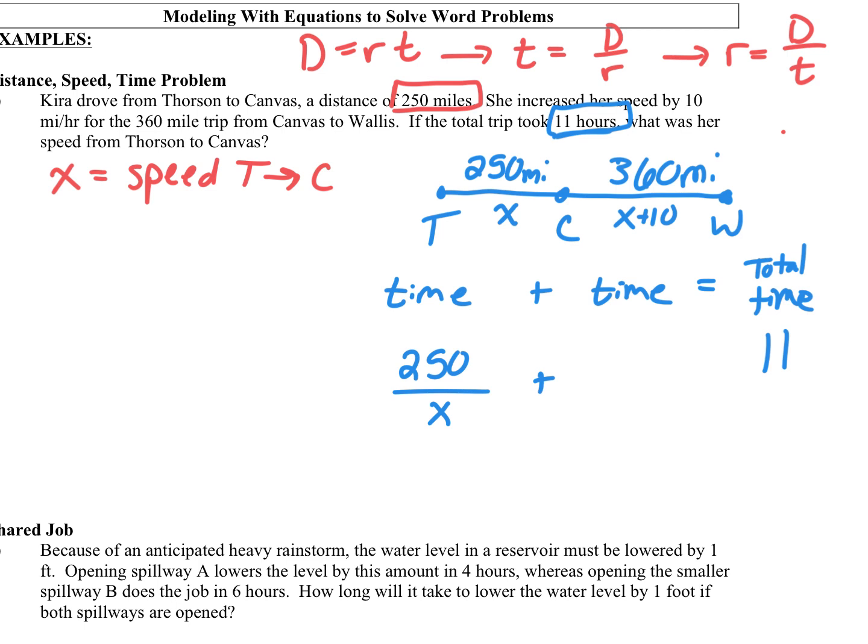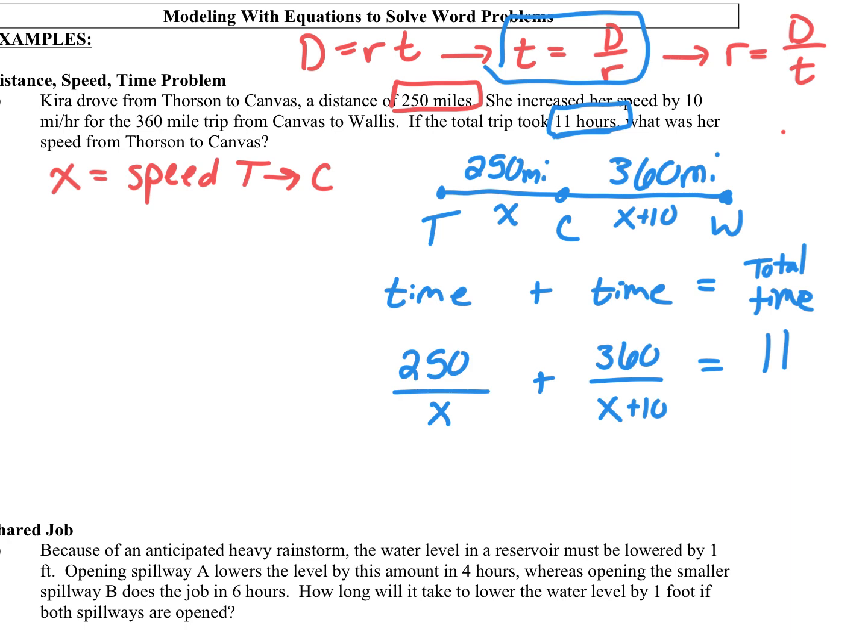Plus, the time it takes from Canvas to Wallace is the distance of 360 divided by our rate, and the rate is X plus 10. So distance divided by rate is equal to 11. So time plus time equals 11, and we used this formula from above to write those out.